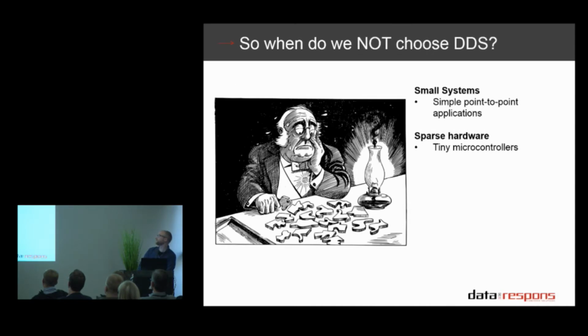So when do we not choose DDS? If you don't need it. If it's something simple, point-to-point, or if you have very tiny microcontrollers and you just want to send a little bit of data, then you don't take the bother of learning the entire DDS and buying an implementation and using it. It's a broad standard, so it does a lot of stuff which you won't need if you could just send UDP packets or Google protocol buffers or whatever. If that's all you need, DDS is probably not for you.